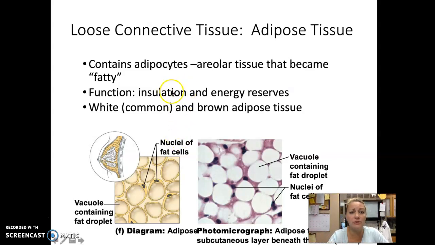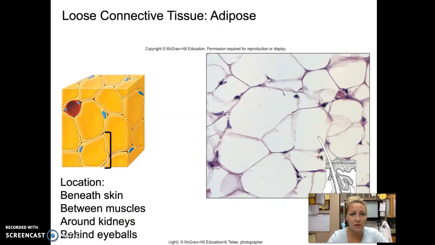And so what is it for? It's for insulation. So all of that being compacted in there gives us heat stores, right? And then we can break that down into energy. So it's also an energy reserve. So there is white adipose and there's brown adipose. And here we go with labeling.